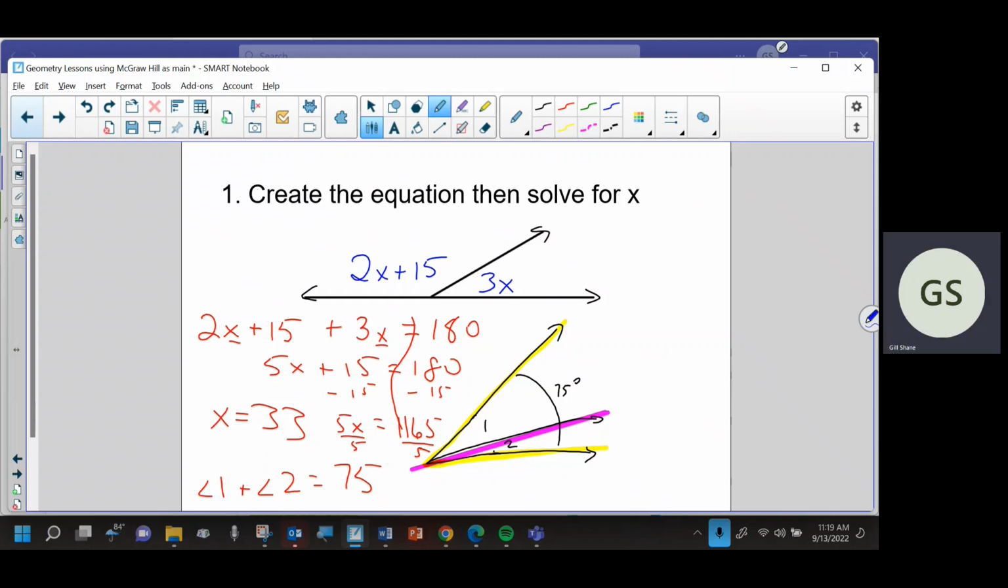And you need to know if they sit on the same line. So this angle and this angle sit on that same line. They are supplementary because they add up to 180. So the questions can go both ways. They can either tell you they're supplementary and then you have to solve, or they can ask you if they are, and you have to understand if they add up to 180, then they are.